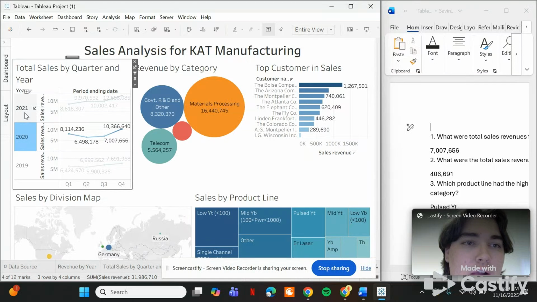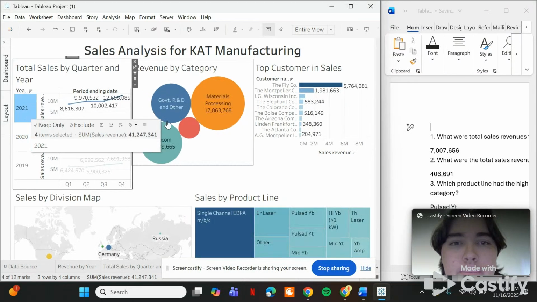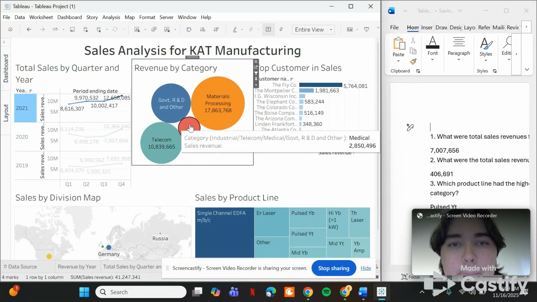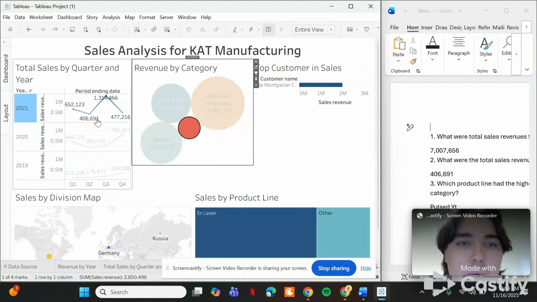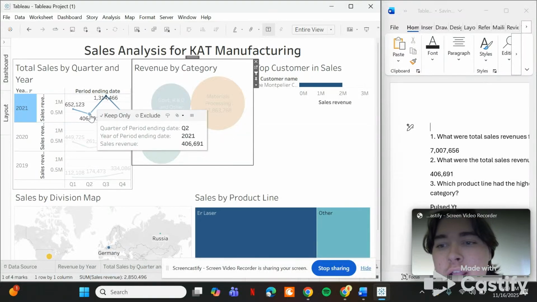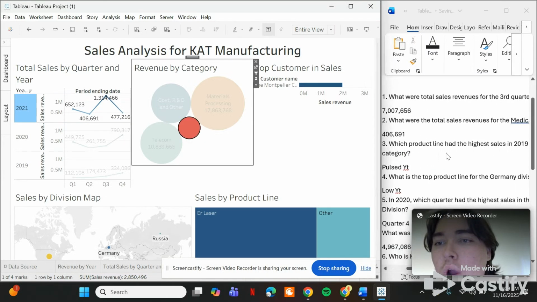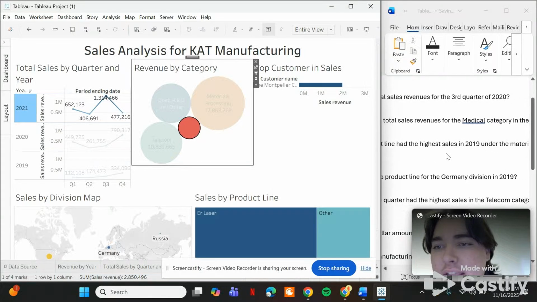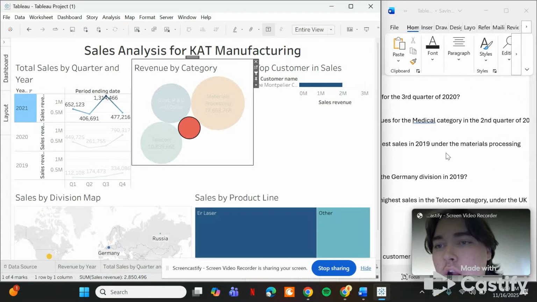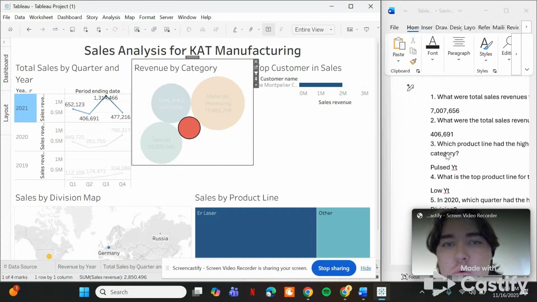Next, we'll take a look at the sales revenue for the medical category in the second quarter of 2021. So to look at that, we'll look at the year 2021. We'll open the medical category, and we'll click here on the second quarter, and it tells us that sales was $406,691.